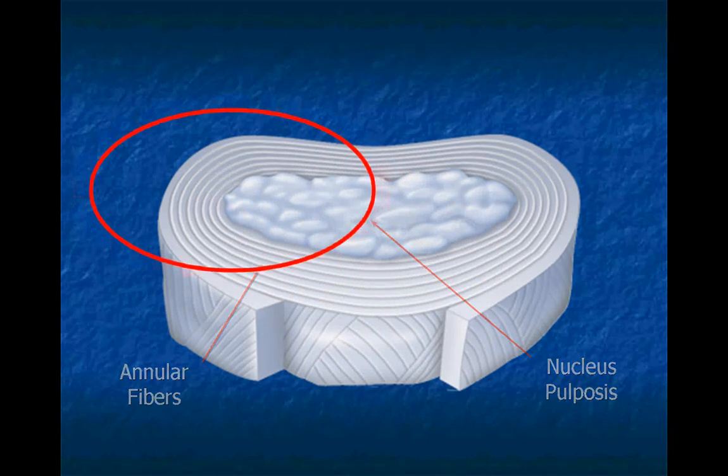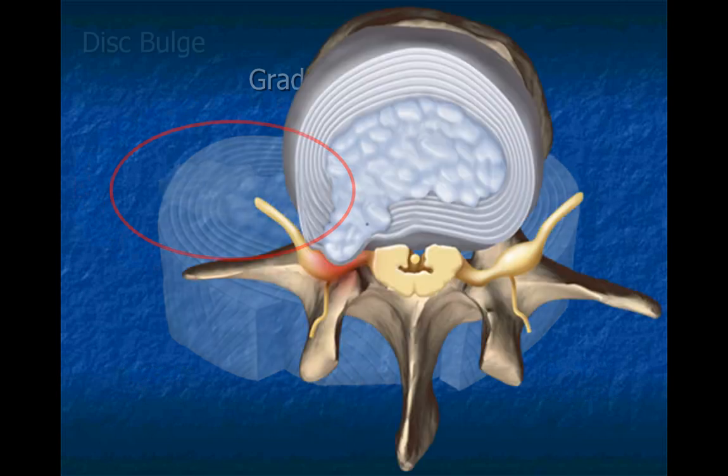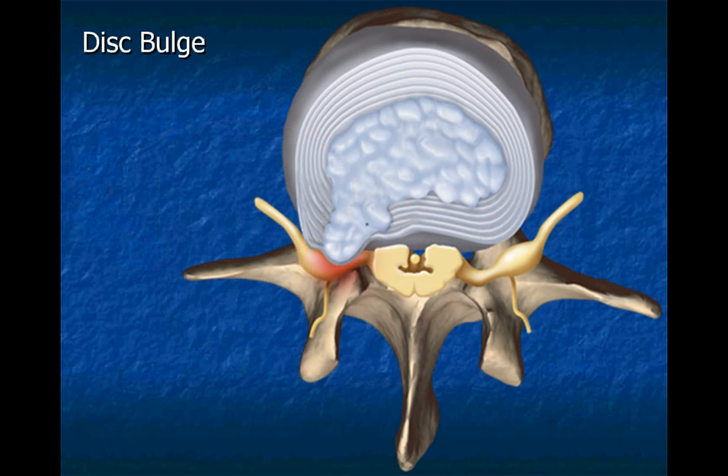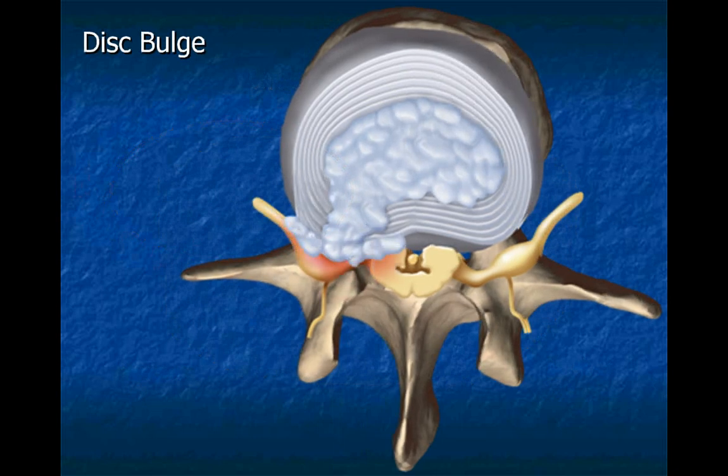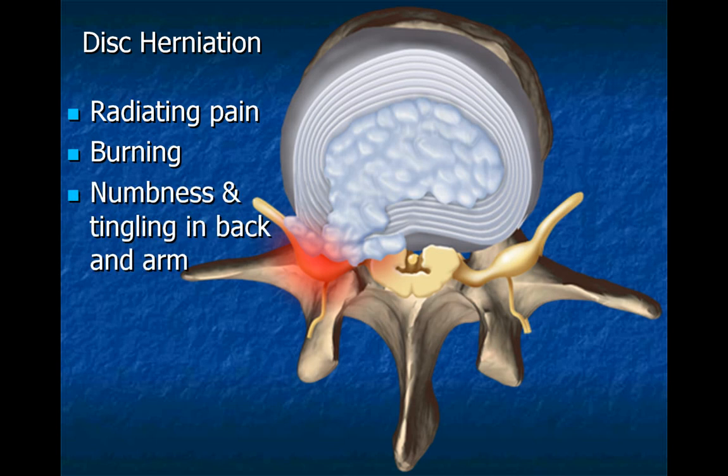Imagine a jelly-filled donut. The annular fibers are the outside, and the nucleus pulposus is the filling. Abnormal biomechanics of the vertebrae can cause gradual wear and tear on a disc's annular fibers. As the disc fibers weaken or become injured, a bulge of the disc can develop. In some cases, disc fibers rupture, allowing the nucleus pulposus material to protrude, creating a disc herniation. This protruding disc material can press on a nerve root, which can result in radiating pain, burning, numbness, and tingling in the upper back and down the arm.